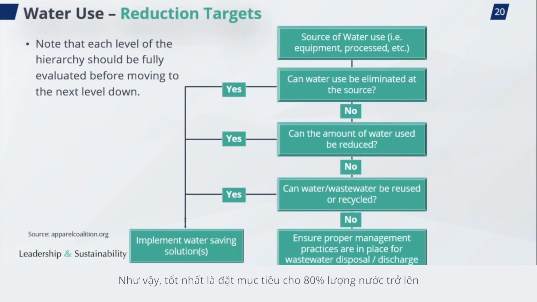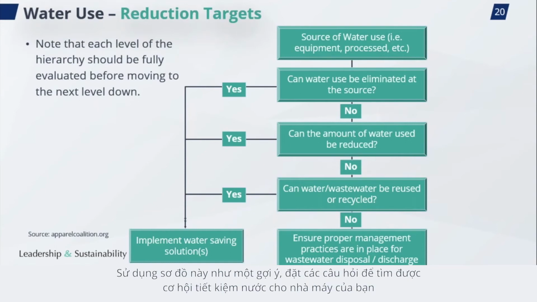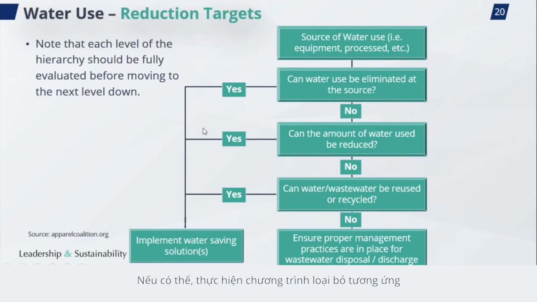And here now is a simple decision tree that can help you evaluate your water saving opportunities. So you can use this flow diagram as a guide and basically ask all of those questions in relation to your water savings opportunities. So you begin at the top, you have the source of water, and you ask yourself, can water use be eliminated at this source? Perhaps it can, then you can implement a program accordingly. But you can also move forward to the next question.